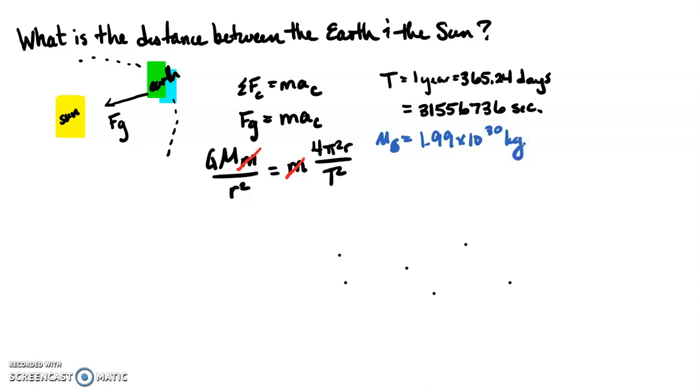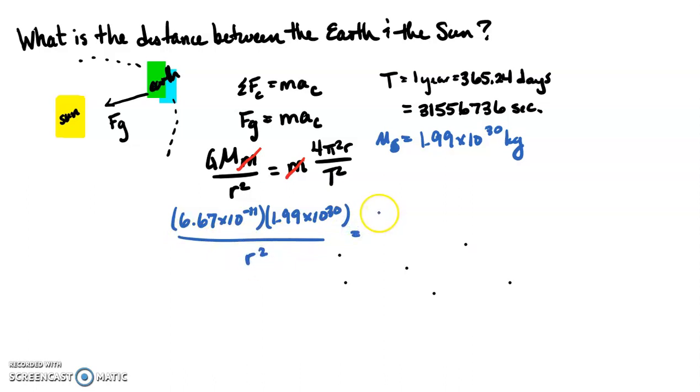All right. So it seems like we kind of know everything we need to know, so we can do our replacement here. G can be replaced with our gravitational constant, 6.67 times 10 to the negative 11th. And then big M is the mass of the Sun, which Google says is 1.99 times 10 to the 30th, divided by r squared, which is equal to 4 pi squared r over T squared.